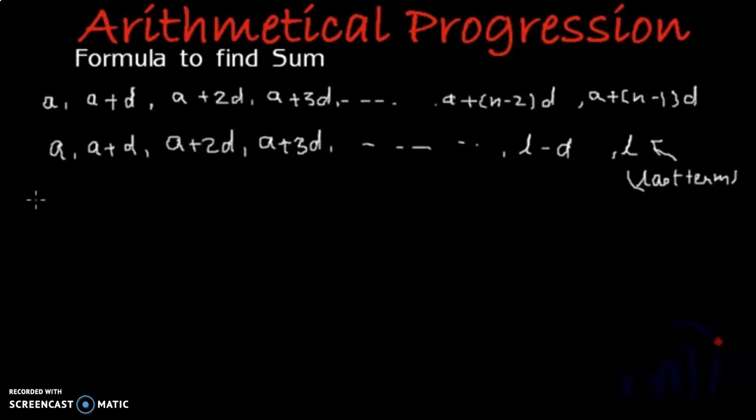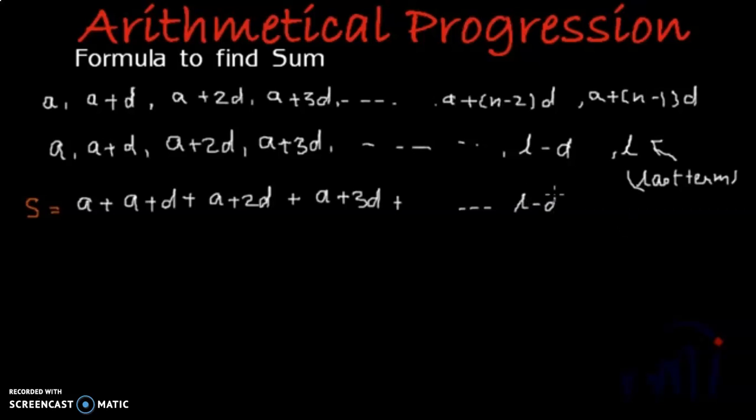Okay? Now we are going to find the sum of n terms. Okay? So first term plus second term plus third term plus fourth term, going on like this, up to plus L minus d plus L, right? Whatever numbers there are, we added them all, which is very simple, right? That will be the sum of n terms.